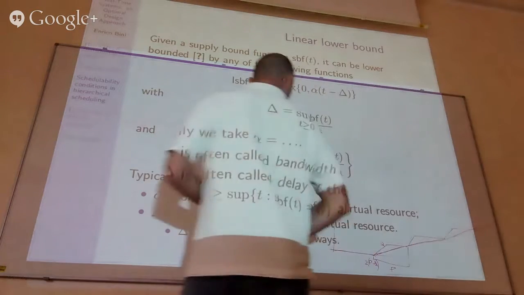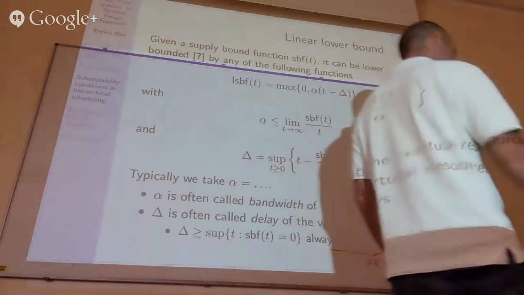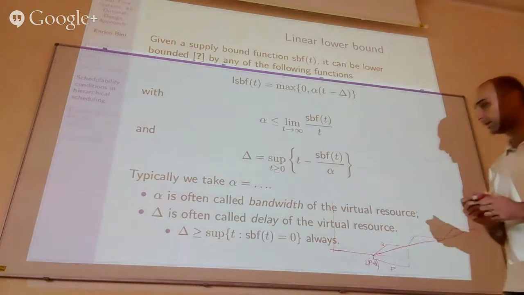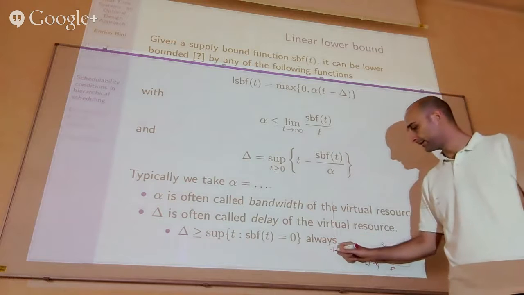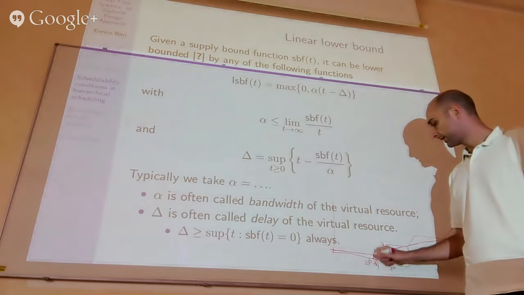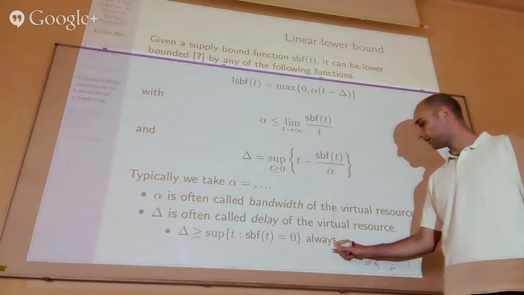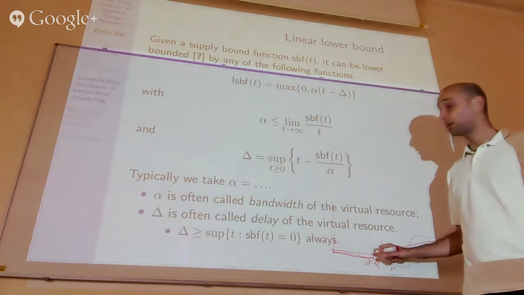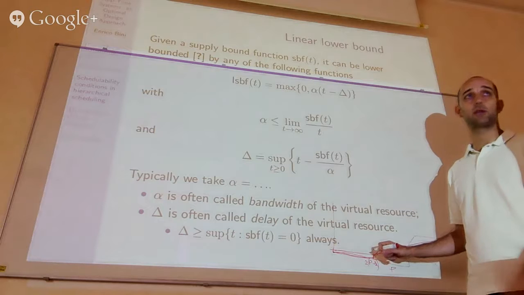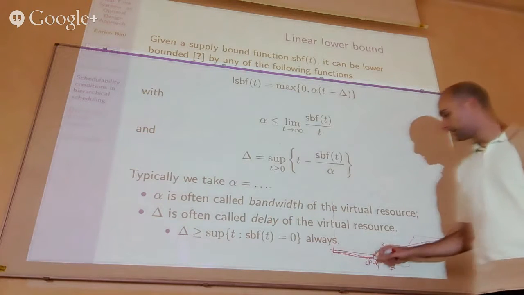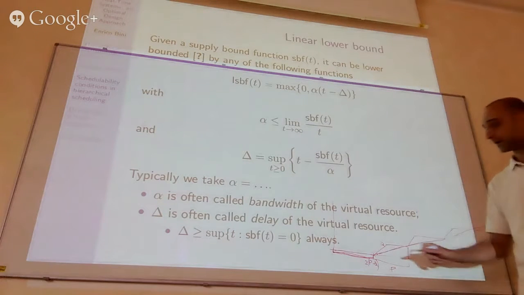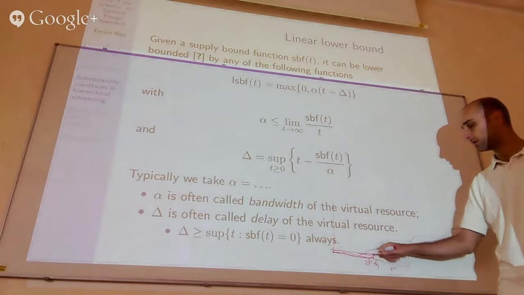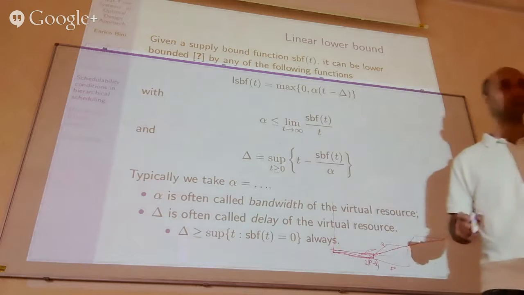Yes, this is also important. By this definition, delta is quite obviously always greater than or equal to the longest interval where the supply bound function is 0. It's not always equal. I will show an example where delta may be even larger than this value. But of course, it cannot be smaller, because if it's smaller, then it's not a lower bound. Okay?